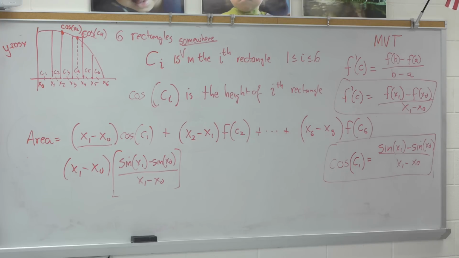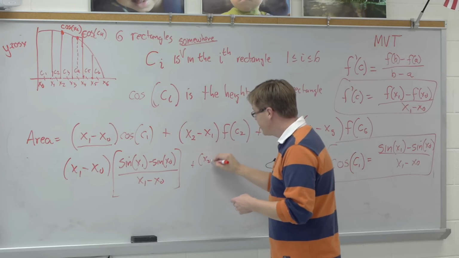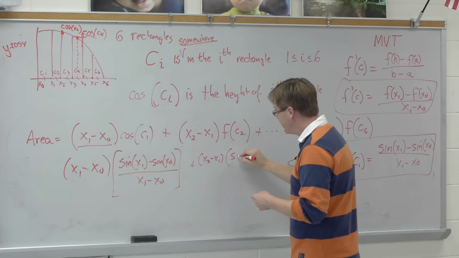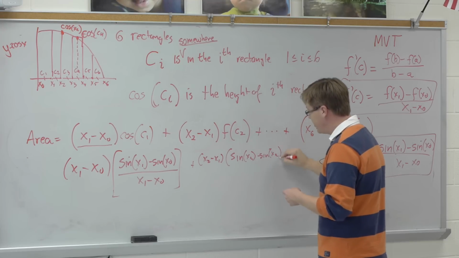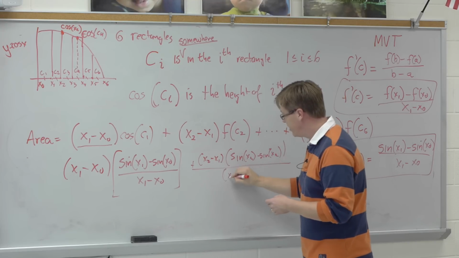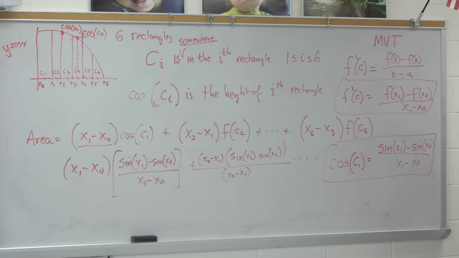And you see that it cancels out. And can I do the same trick for every rectangle? Yes, and they all cancel out. So x2 minus x1 times sine of x2 minus sine of x1 over x2 minus x1 cancels out, and on and on.